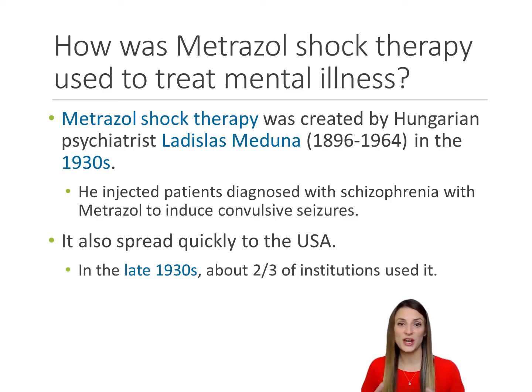Despite all of these challenges, the option spread to the United States in the 1930s at the same time that insulin shock therapy was also becoming more popular. By the end of the 1930s, 2/3 of institutions used Metrozol shock therapy. These two types of shock therapy would eventually be replaced by Electro-Convulsive shock therapy, ECT, in the 1950s.